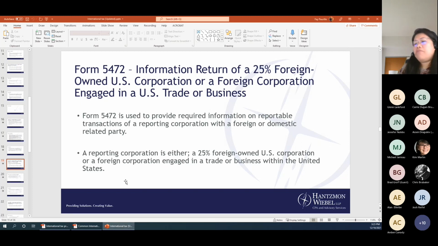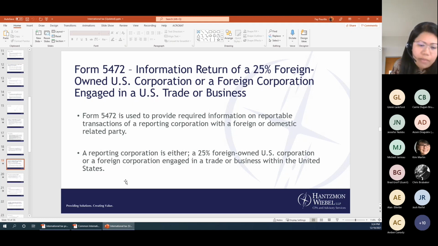All right, so for the Form 5472, this is the information return of a 25% foreign-owned U.S. corporation or a foreign corporation engaged in a U.S. trade or business. This form is used to provide required information on reportable transactions of a reporting corporation with a foreign or domestic related party. A reporting corporation is either a 25% foreign-owned U.S. corporation or a foreign corporation engaged in a trade or business within the United States.